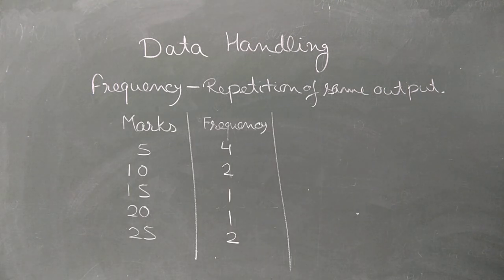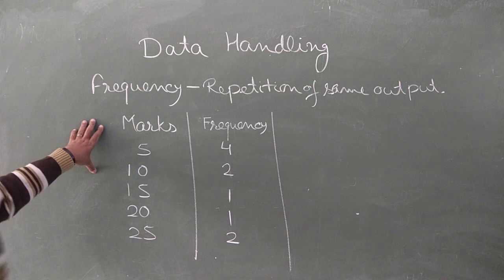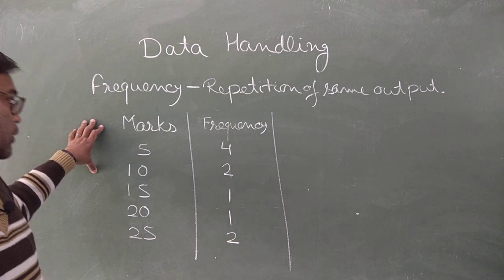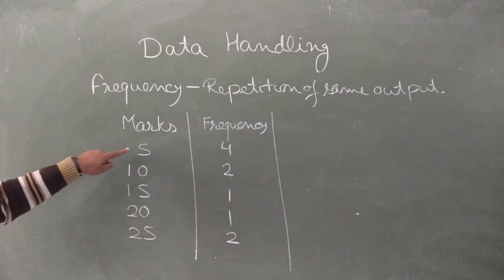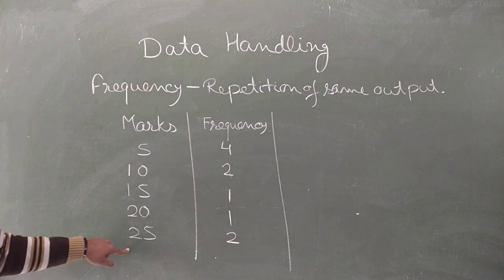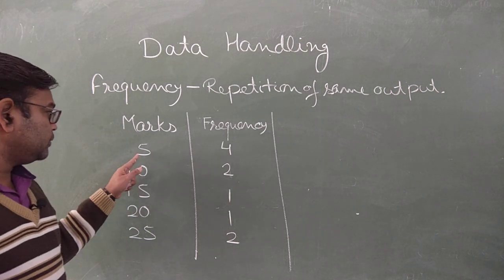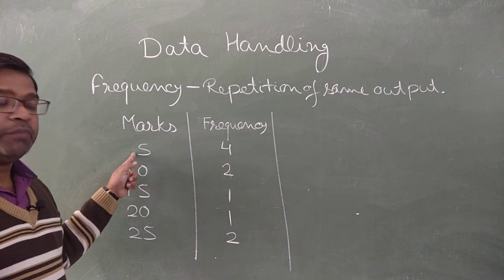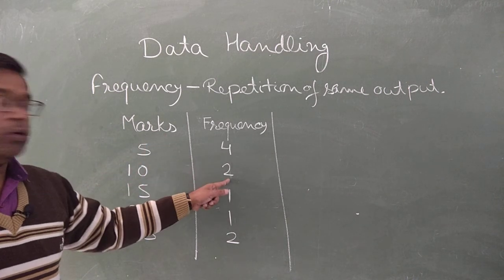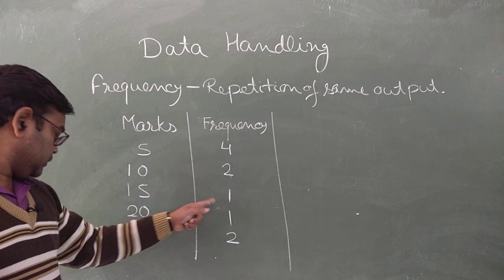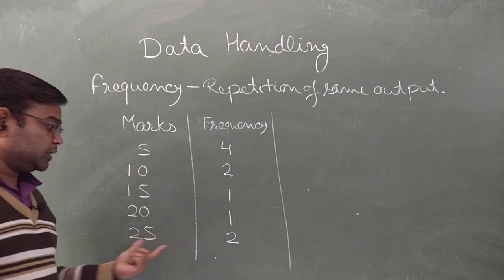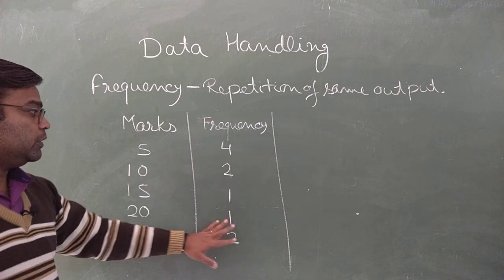Now we place the marks data in a frequency distribution table. The obtained marks are 5, 10, 15, 20 and 25. From that data we observe how many students receive 5 marks, these are 4. How many students receive 10 marks, these are 2. How many receive 15 marks, 1. And 20 marks, 1. How many students receive 25 marks, it's 2. So this is your table.